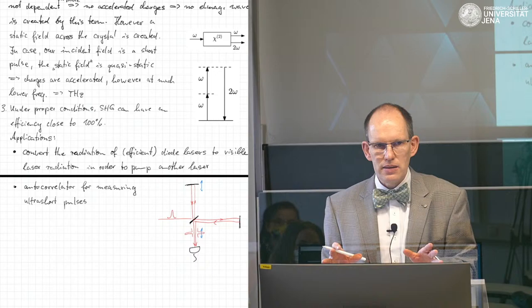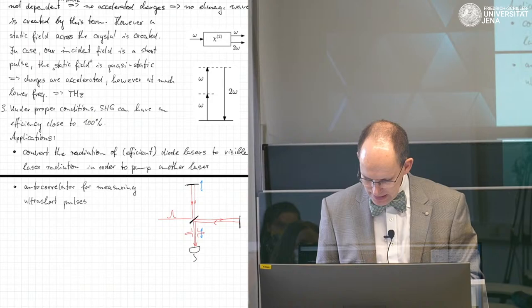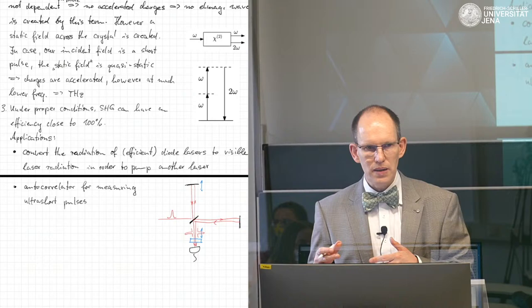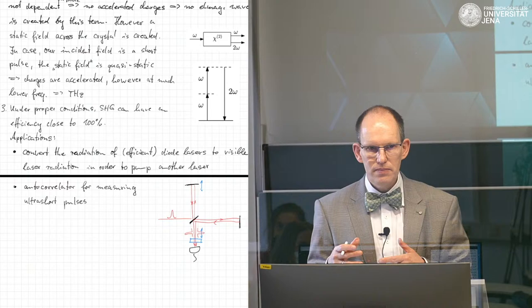Well, it turns out that this is not the case. What you actually need is a nonlinear crystal here in order to distinguish a chirped pulse from a non-chirped pulse. Does everybody know what a chirped pulse is? Yeah? Everybody knows it, yeah?